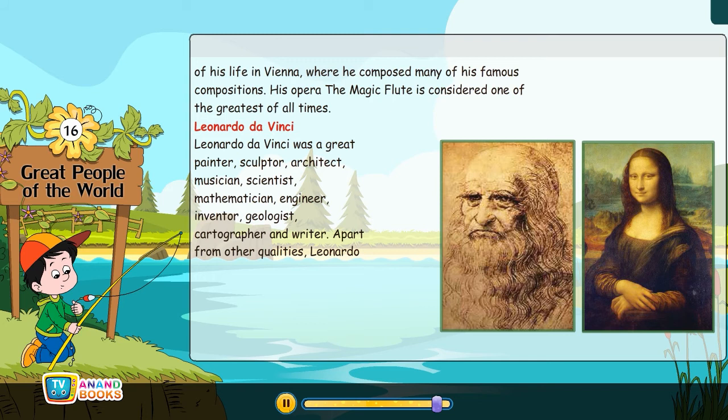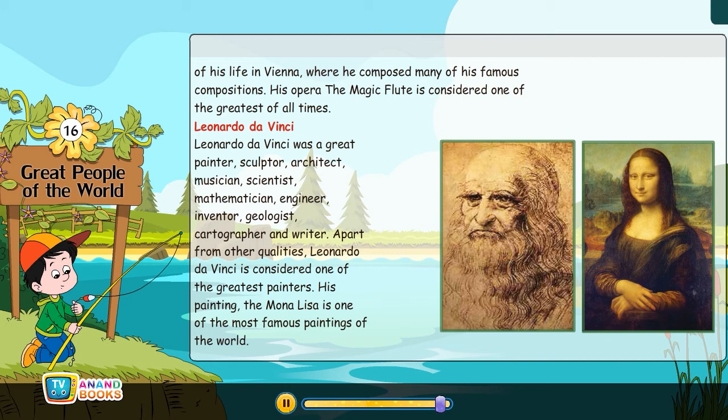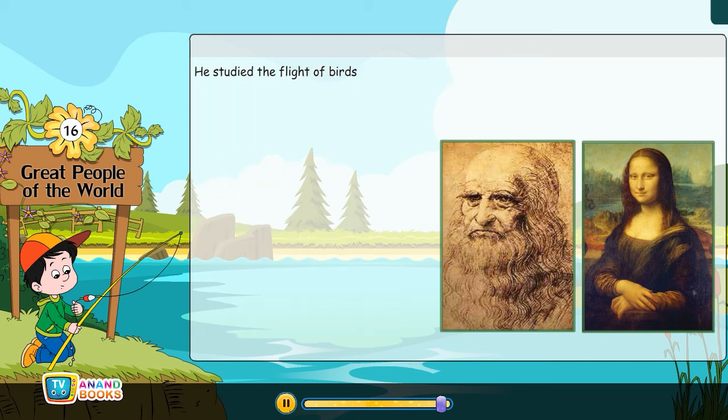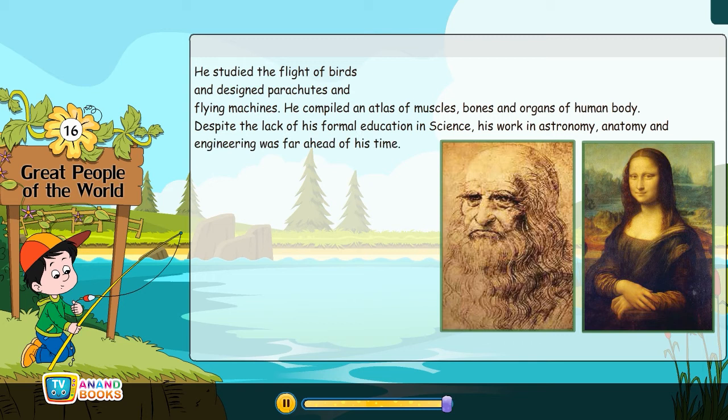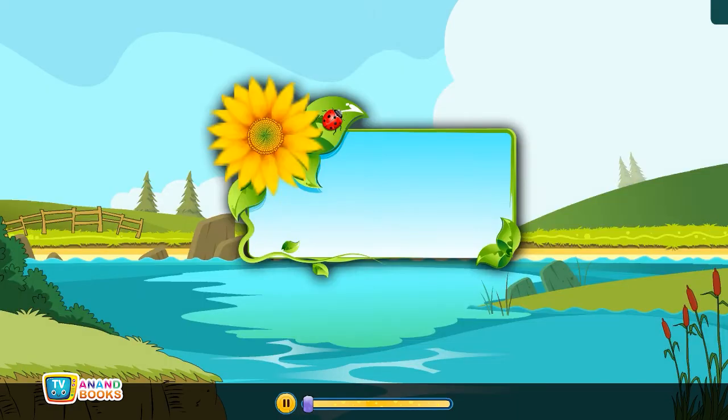writer. Apart from other qualities, Leonardo da Vinci is considered one of the greatest painters. His painting, the Mona Lisa, is one of the most famous paintings of the world. He studied the flight of birds and designed parachutes and flying machines. He compiled an atlas of muscles, bones, and organs of the human body. Despite the lack of his formal education in science, his work in astronomy, anatomy, and engineering was far ahead of his time.